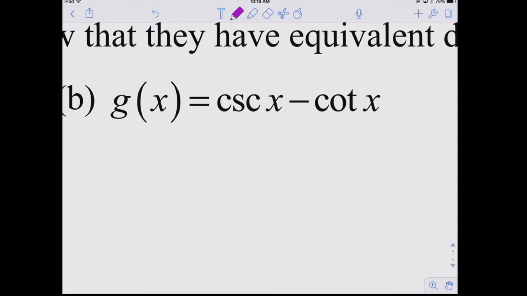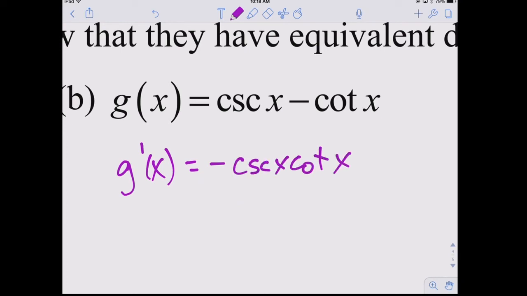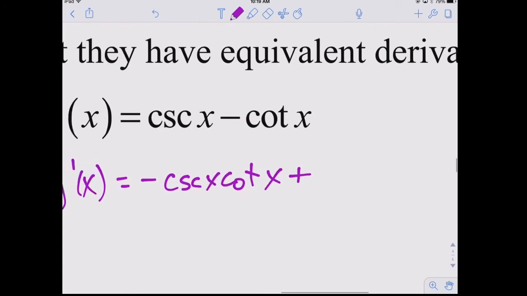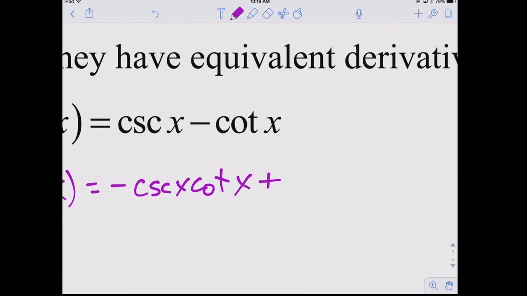Written again? Y'all are already ahead of me, aren't you? What's the derivative of cosecant? Negative cosecant cotangent. Good. And then the derivative of cotangent, of course, will be negative something times the negative that's already in front of it makes it positive. And of course, it would be cosecant squared. So it's negative cosecant squared, and the negative that's already there turns it to positive.